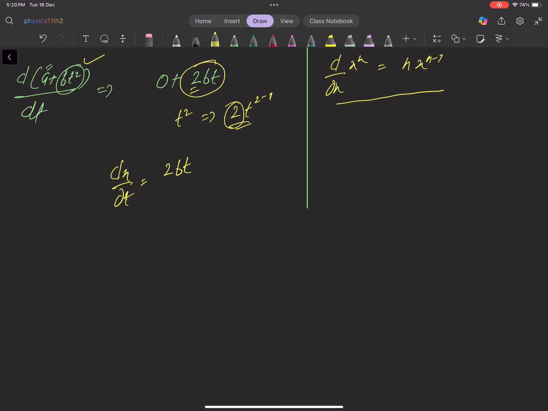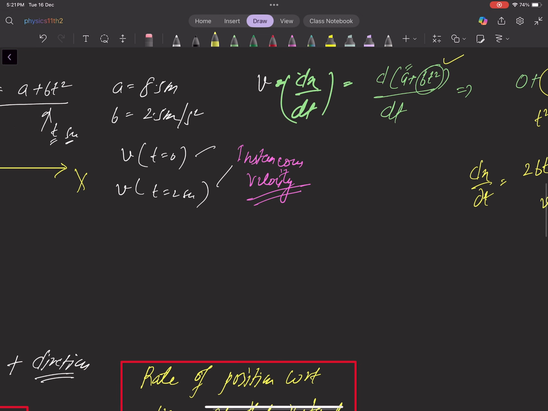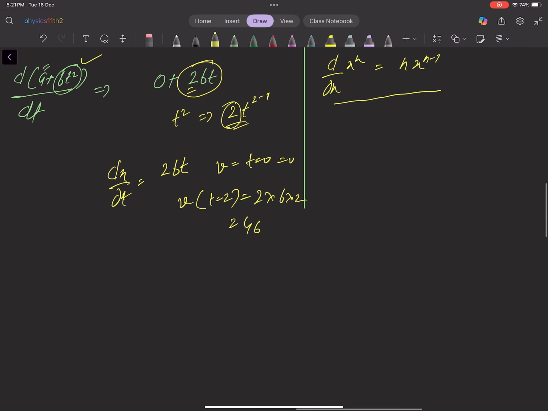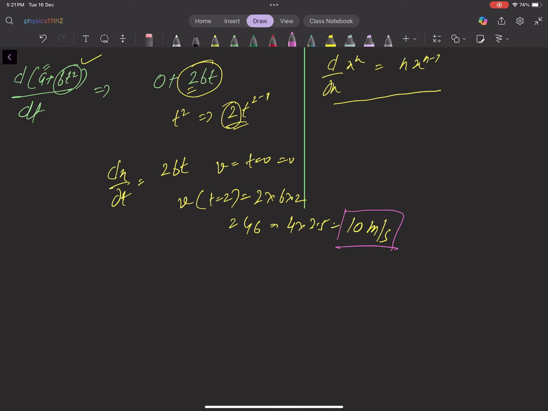So what is the velocity at t equals 0? It will be 0. What is the velocity at t equals 2? It will be 2 into b into 2, so 4b. What is b? b is 2.5. So 4 into 2.5 is equal to 10 meters per second. This is the velocity we are getting, 10 meters per second.